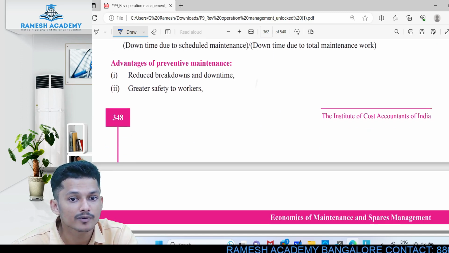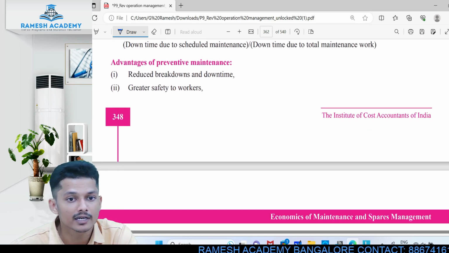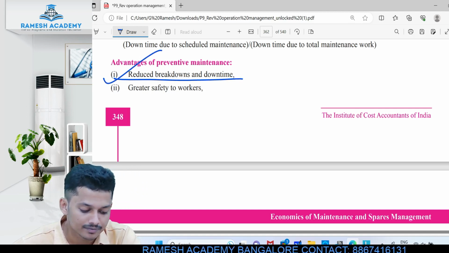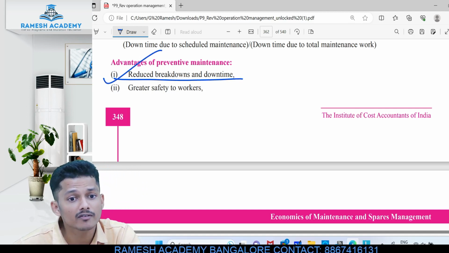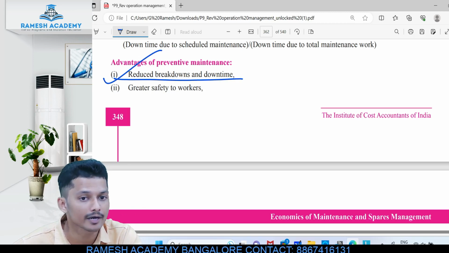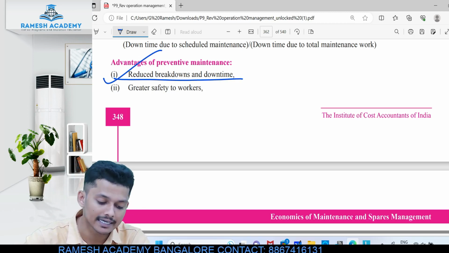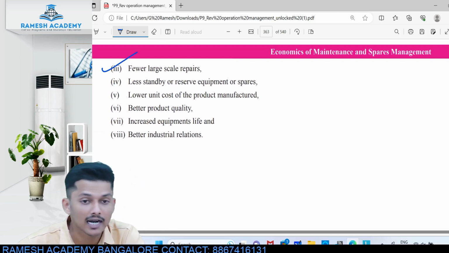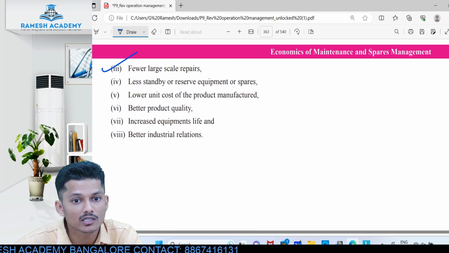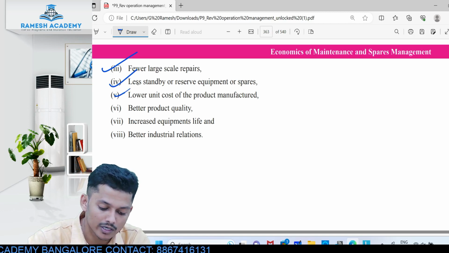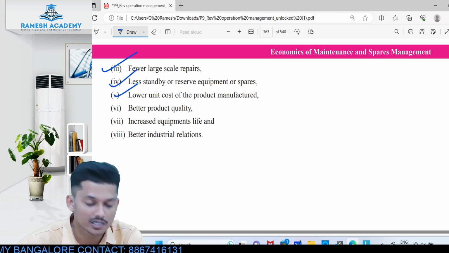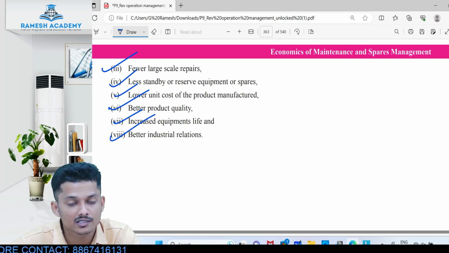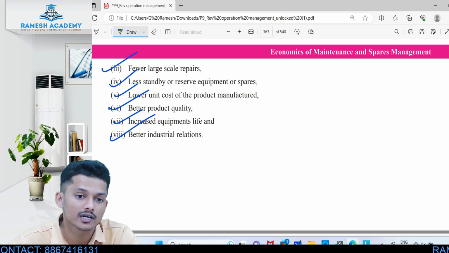And the advantages of preventive maintenance. What is the advantage of preventive maintenance? That is reduced breakdown or downtime. It won't let the machine go under breakdown. That is one advantage. And greater safety to workers, that is what we have seen. And fewer large-scale repairs, less standby or reserve equipment or spares, lower unit cost of the product manufactured, better product quality, increased equipment life and better industrial relations. Clear? So these are the advantages.